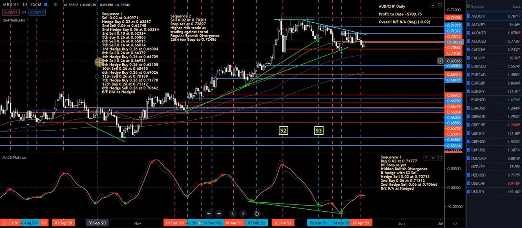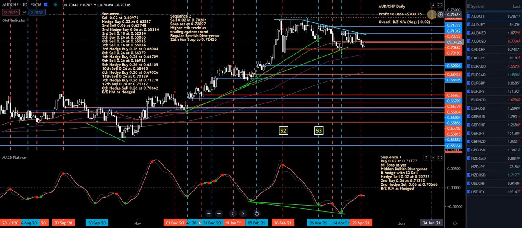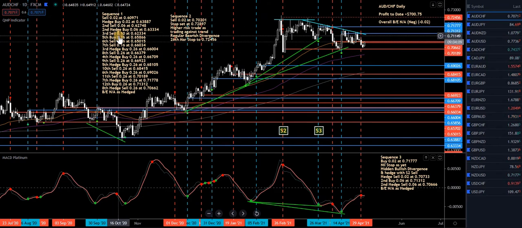So sequence 1's a hedging sequence. Now you'll see my notes up here, profit to date. That's all based on just the one pair since I've been trading this pair, based on a 0.02 lot, which is 20 cents a pip roughly. I have an overall break even, not applicable at this stage because it's a negative number, and overall I'm minus 0.02 down short. So that's sequence 1 hedged.